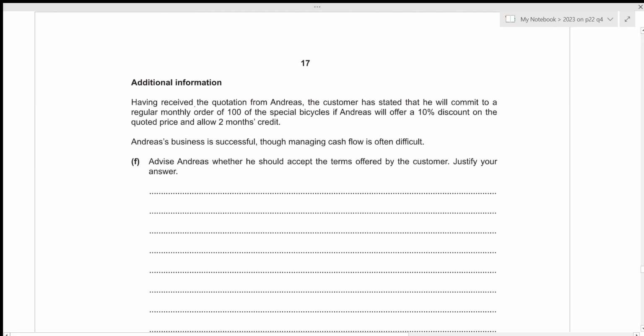We have additional information. Having received the quotation from Andreas, the customer has stated that he will commit to a regular monthly order of 100 of the special bicycles if Andreas will offer a 10% discount on the quoted price and allow 2 months credit. Okay, Andreas' business is successful, though managing cash flow is often difficult. So if cash flow problems are there within her business, we cannot really allow 2 months credit, because 2 months credit just means that this customer will pay for the goods after 2 months. So we'll only be getting the cash inflow after 2 months of selling the goods.